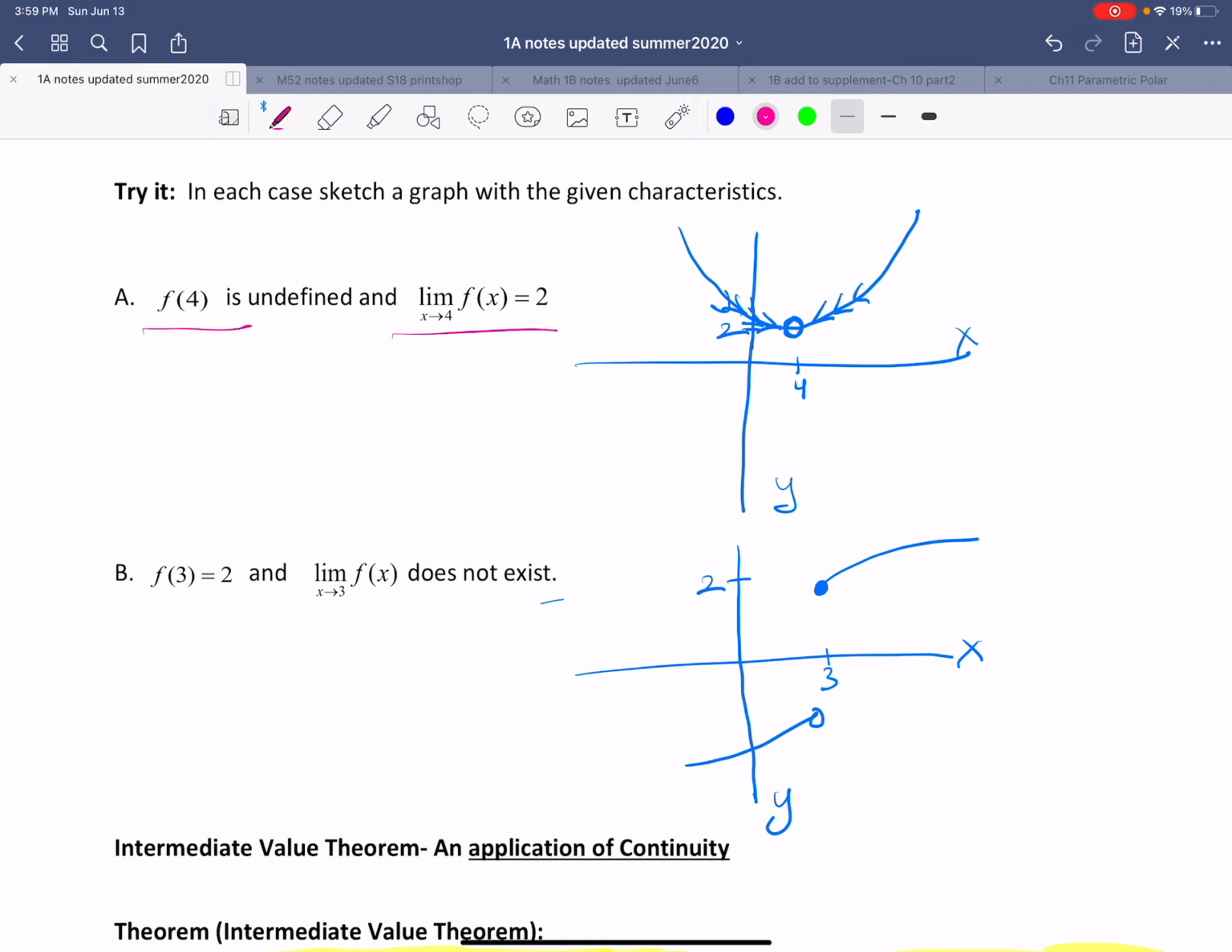And that's all for this video. So we talked about continuity here. We talked about left-sided and right-sided continuity.